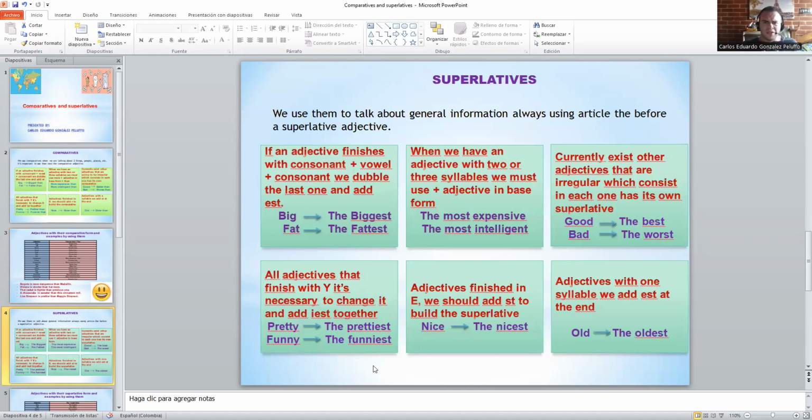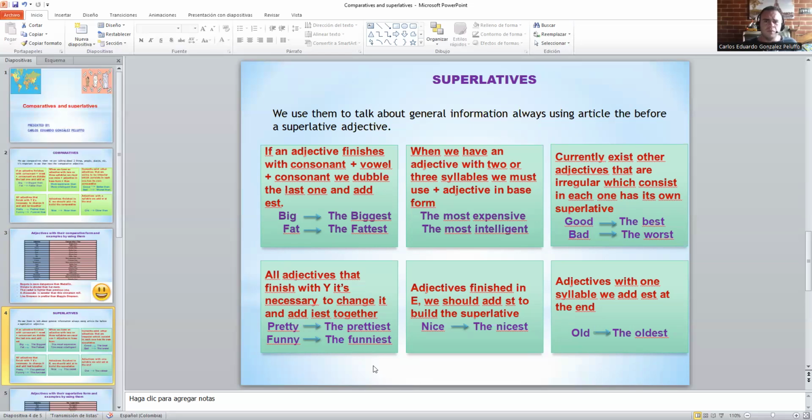What are superlatives? Superlatives are used to talk about more general information, not necessarily about people. In these cases, we talk about geography. The Nile River is the largest river in Africa because it's general information. If you want to use a comparative, we would say the Nile River is bigger than the Magdalena River, because we are being more specific.